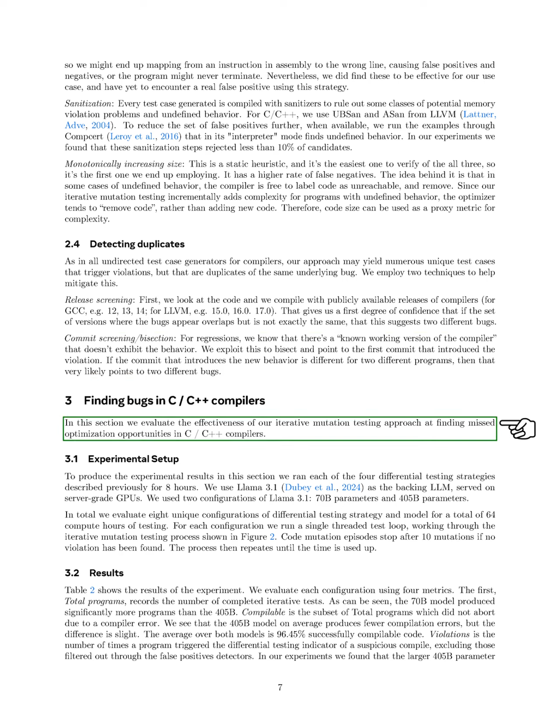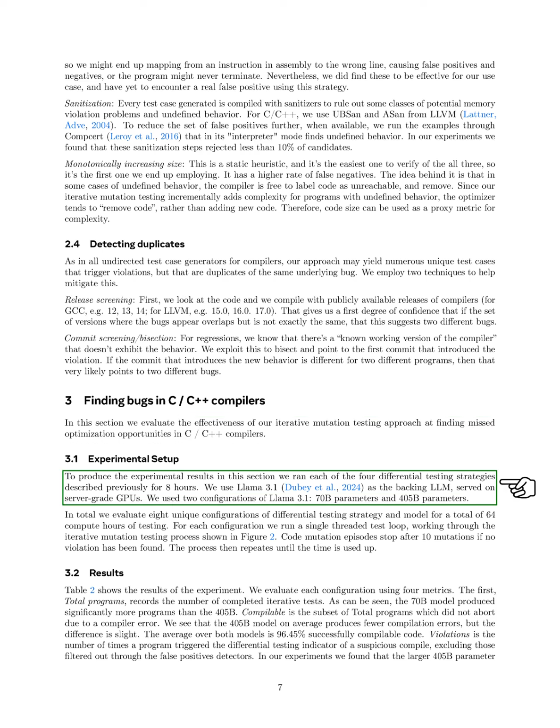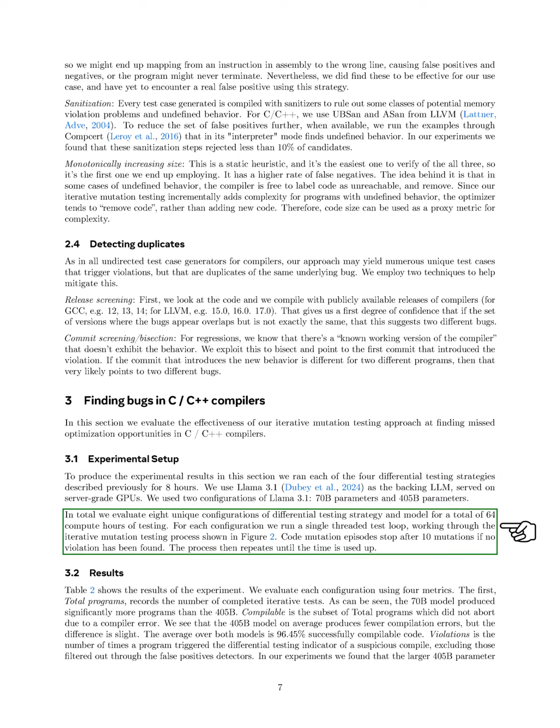In the next part, we evaluate our iterative mutation testing approach for finding missed optimization opportunities in C, C++ compilers. For our experiments, we ran each of the 4 differential testing strategies for 8 hours using Llama 3.1 on server-grade GPUs, testing 2 configurations, 70 billion and 405 billion parameters. Overall, we evaluated 8 unique configurations, totaling 64 compute hours. Each configuration underwent a single-threaded test loop, stopping after 10 mutations if no violations were found, and repeating until the time was exhausted.